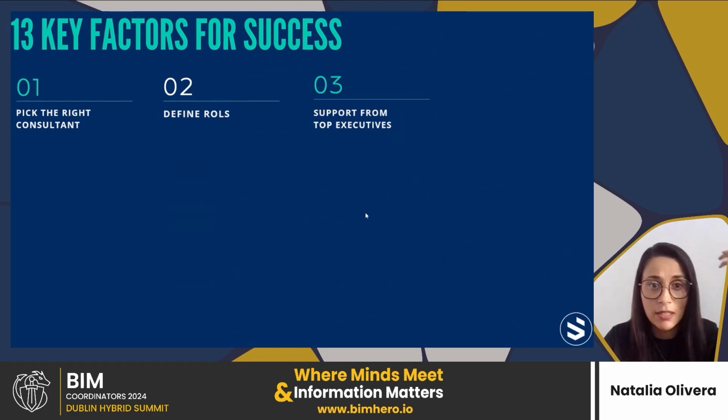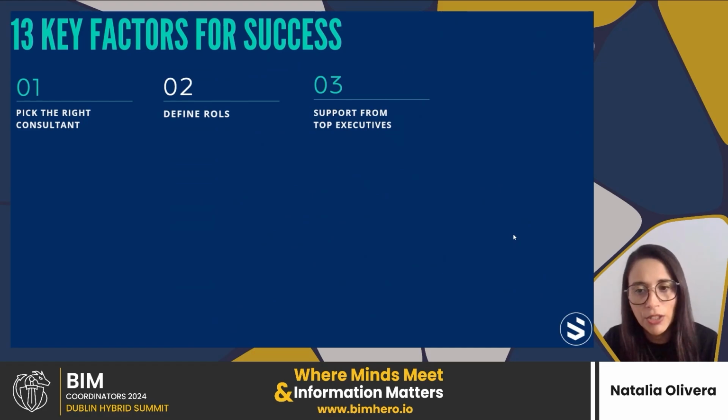Another key factor is support from the top executives. This is, I think, one of the most important, because we need to start with a strong foundation. This means that the top management and key leaders, CEO, COO, partners, everybody needs to be involved, because they must be committed to prioritizing and providing the necessary resources for the transformation to succeed.